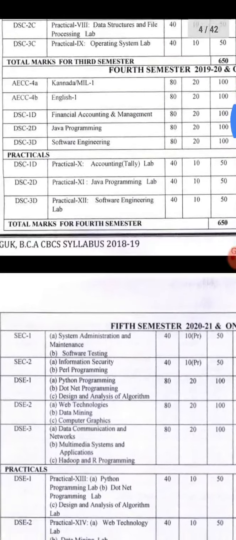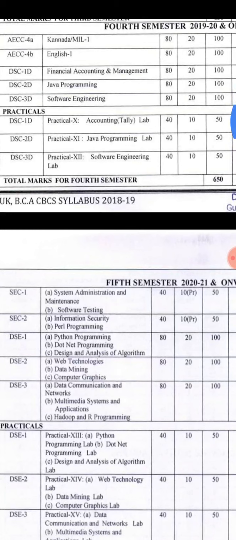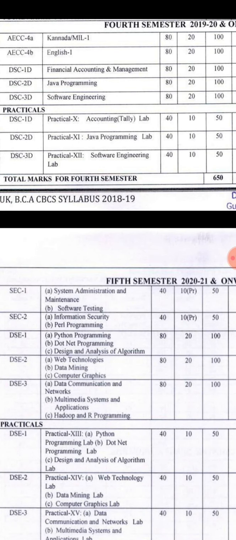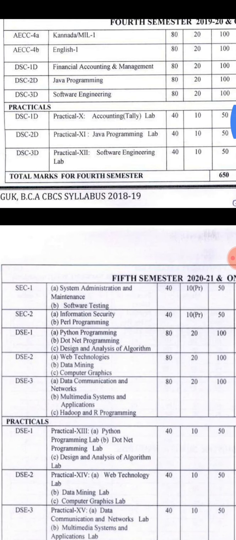Coming to the 5th semester, there is a slight difference between the 1st to 4th semesters and the 5th and 6th semesters, because in the 5th and 6th semesters you don't have any languages, but you have some additional subjects. Among those you need to choose one subject which you want to study in the 5th and 6th semesters. For example, if you see the paper code SEC1, it is a skill enhancement course 1.